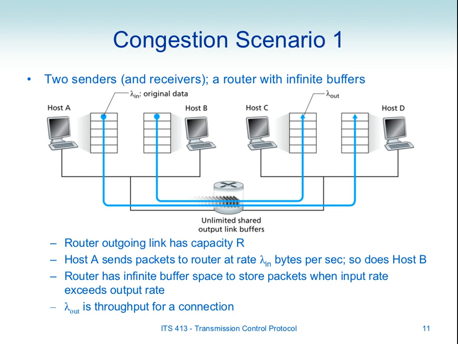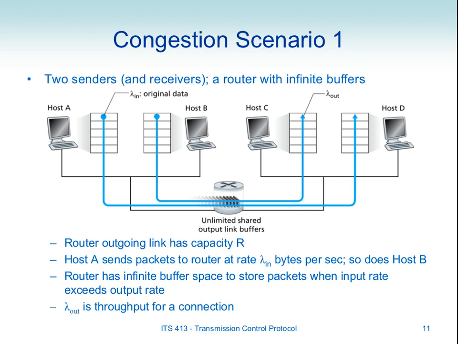Let's give some numbers so you can visualize this a bit differently. Let's say our sending rate, for example, is 1 megabit per second. R is 10 megabits per second. So host A is sending at 1 megabit per second. What is the throughput for host A? Host A is sending at 1. What's the throughput?